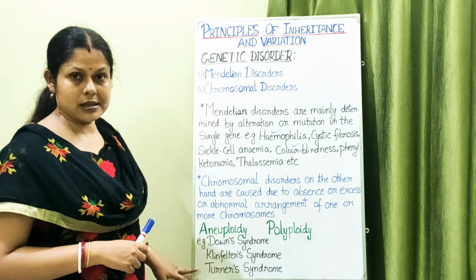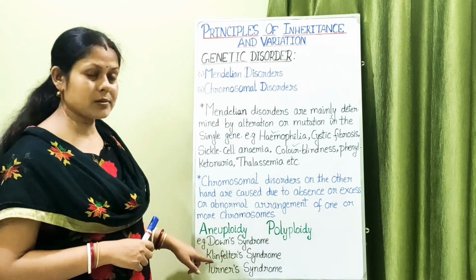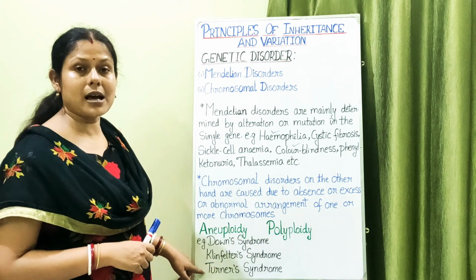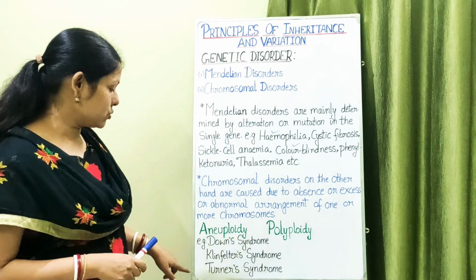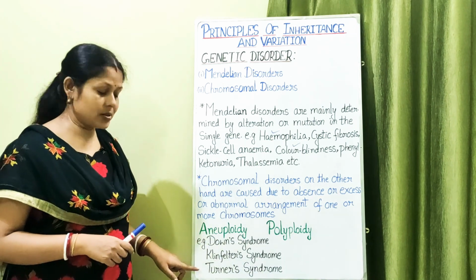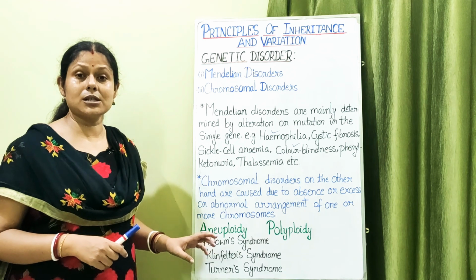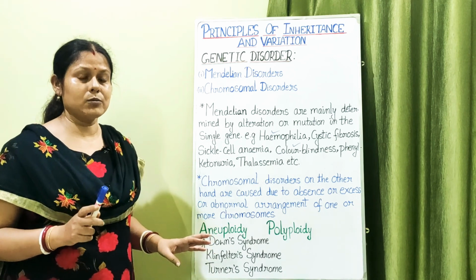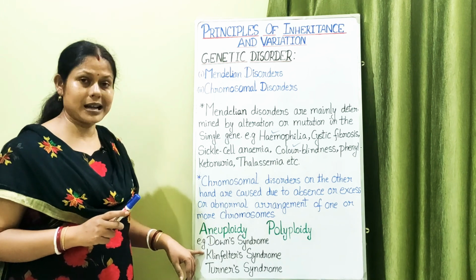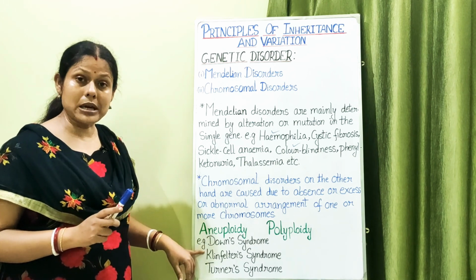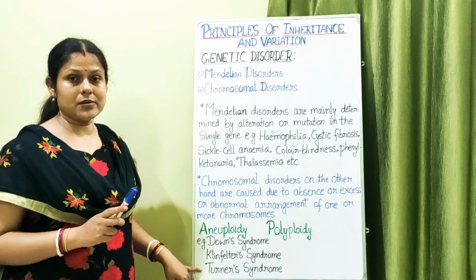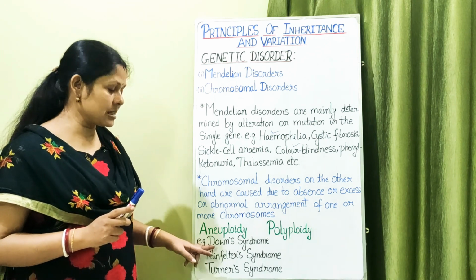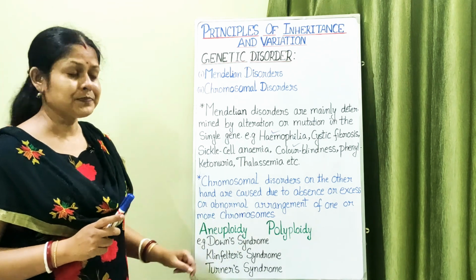Three things have been discussed in your syllabus. One is Down syndrome, another is Klinefelter syndrome, and the last one is Turner syndrome. Now these two, Klinefelter syndrome and Turner syndrome, are associated with the last pair of chromosomes. That is, non-disjunction of the last pair of chromosomes results in Klinefelter syndrome in case of male, and Turner syndrome in case of female. We are going to discuss that, but first let us talk about Down syndrome.